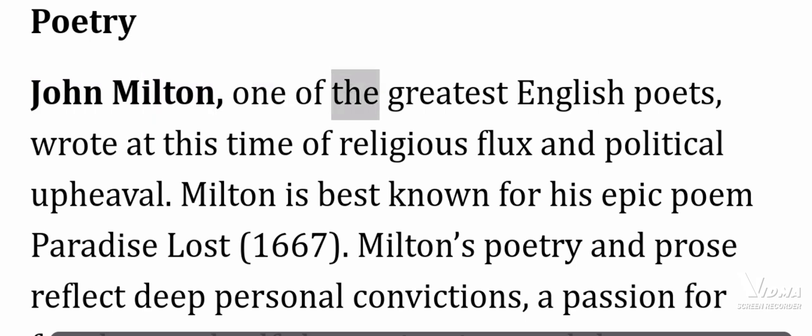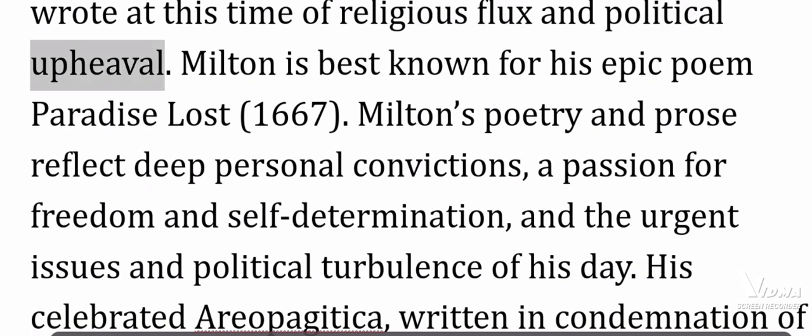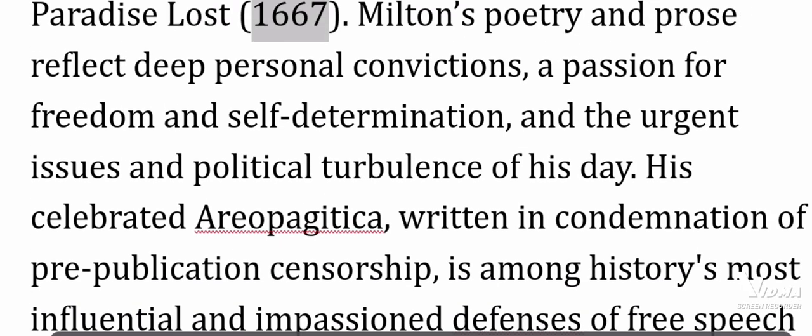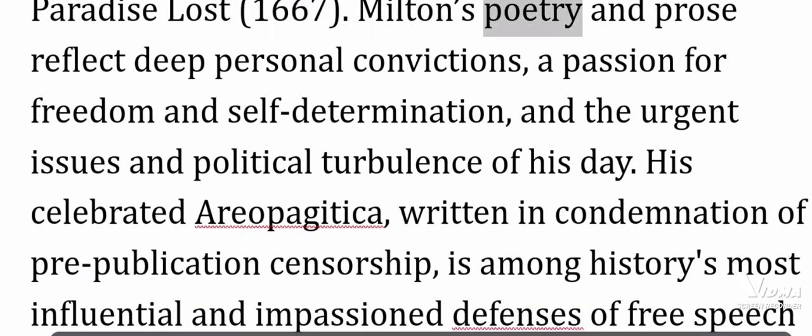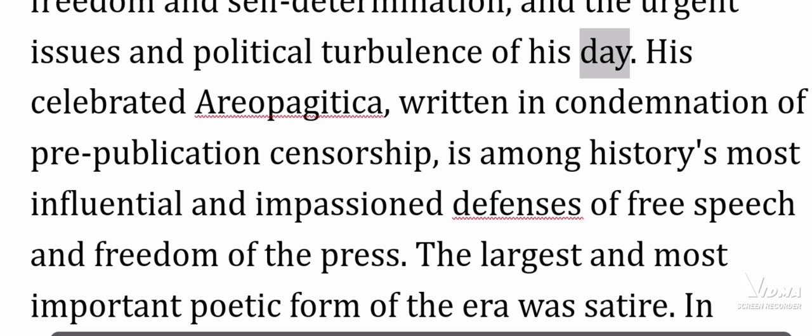John Milton, one of the greatest English poets, wrote at this time of religious flux and political upheaval. Milton is best known for his epic poem Paradise Lost, 1667. Milton's poetry and prose reflect deep personal convictions, a passion for freedom and self-determination, and the urgent issues and political turbulence of his day. His celebrated Areopagitica, written in condemnation of pre-publication censorship, is among history's most influential and impassioned defenses of free speech and freedom of the press.